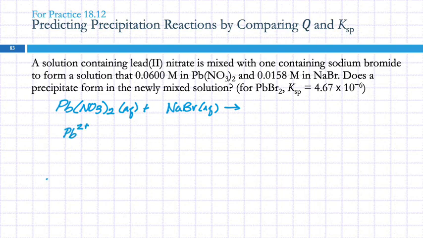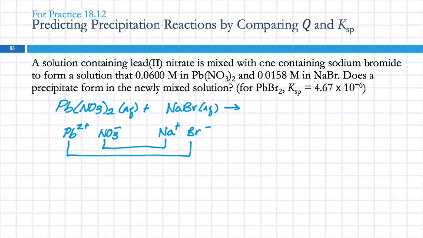So we have lead 2 ions and nitrate ions in that one, sodium ions and bromide ions in this one. And what they're going to do is they're going to swap partners. Sodium and nitrate, lead and bromide. And so you can write them over here. We'll get sodium nitrate plus lead bromide.